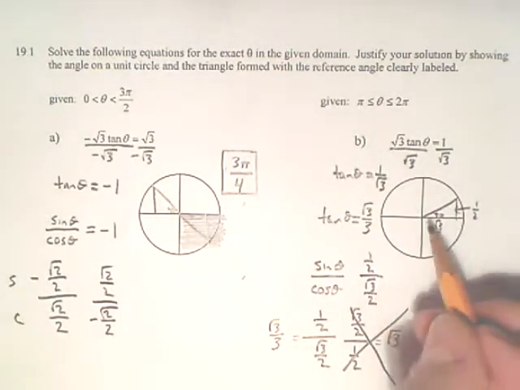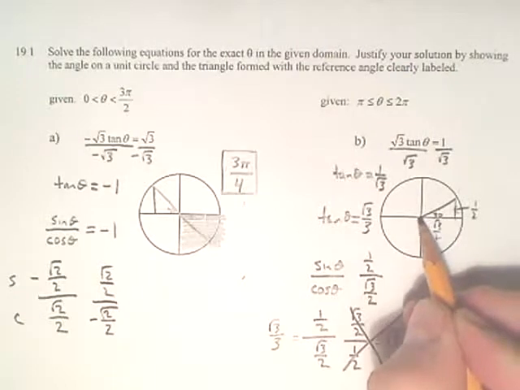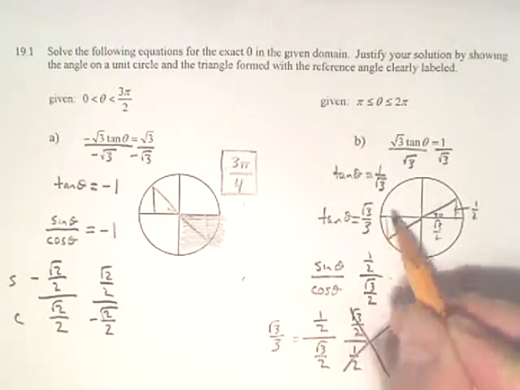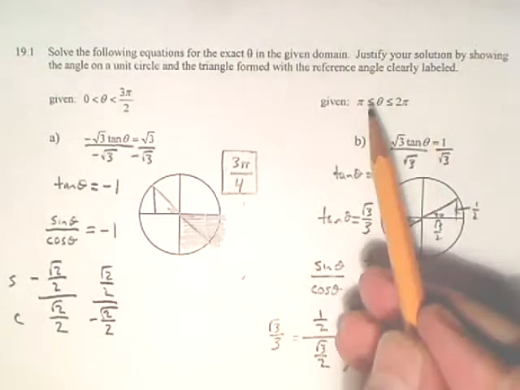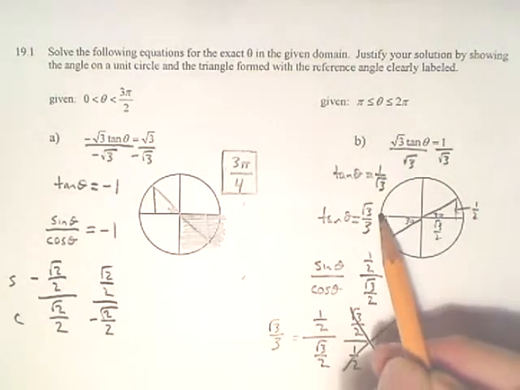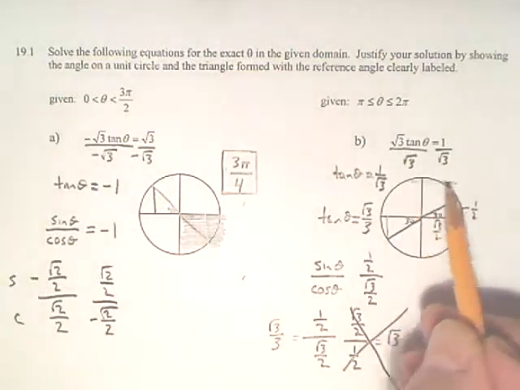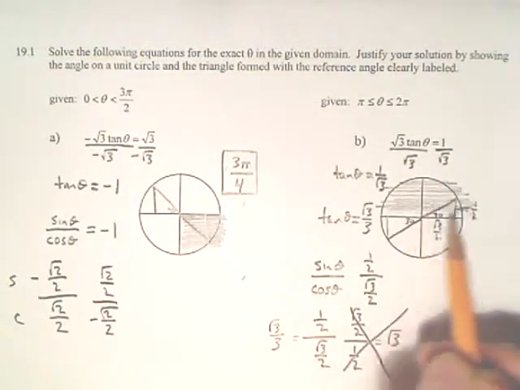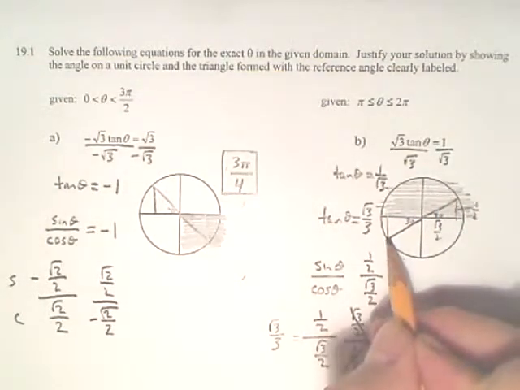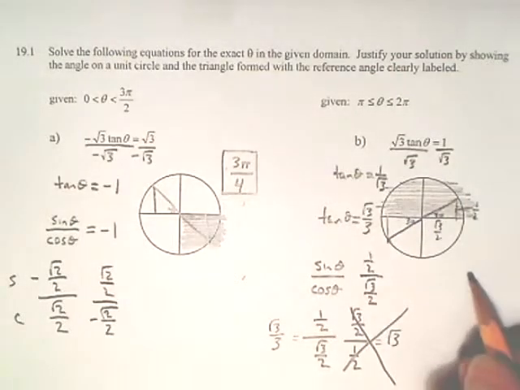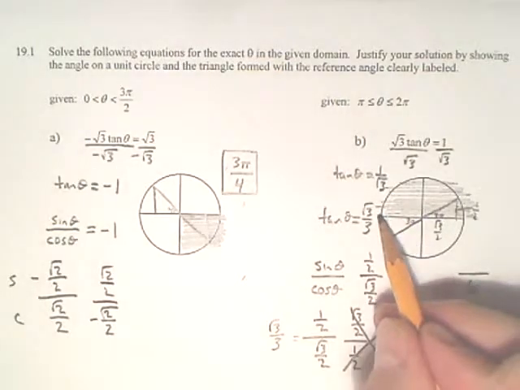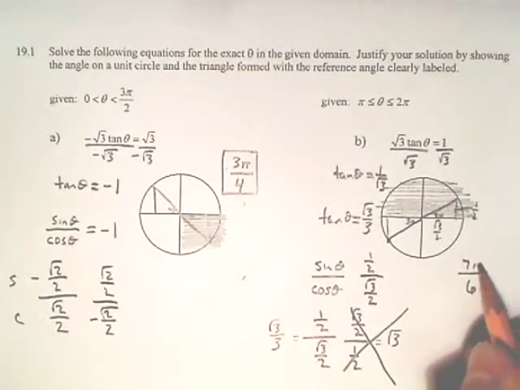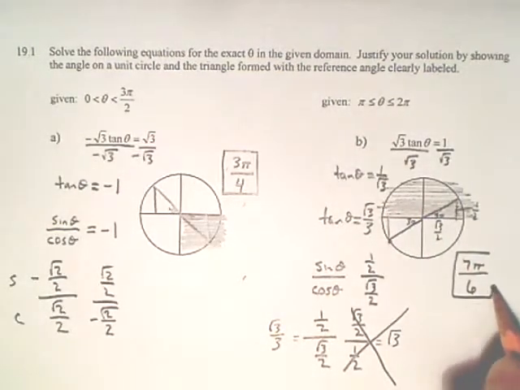Or if they're both negative, that puts us over here in quadrant 3 with a reference angle of 30. Our domain restriction says find the answers from pi to 2 pi, so that's just quadrants 3 and 4. We eliminate the top, so we are just looking for this answer here. Because that's a reference angle of 30, our denominator of our angle is a 6. Here's 6 over 6, so we're looking at just 7 pi over 6.